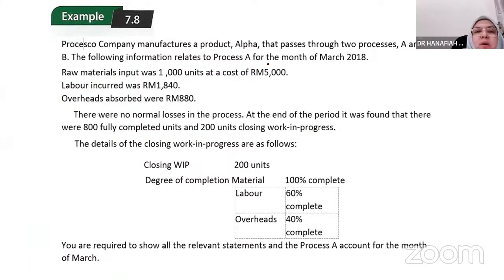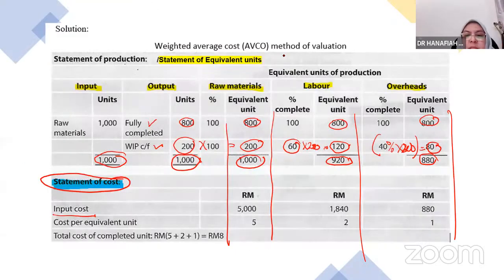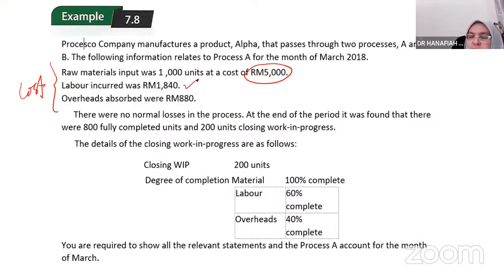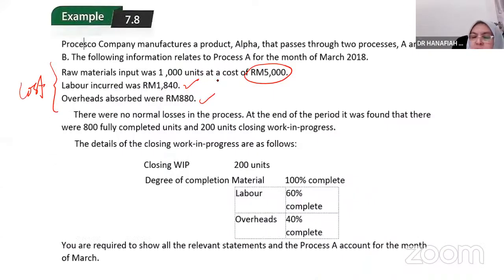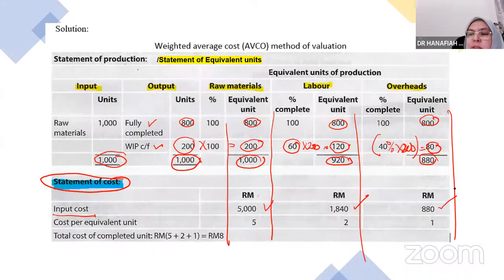Okay, this is the cost. 5,000 here. 1,004 for labor, it is here. And 880, it is here.